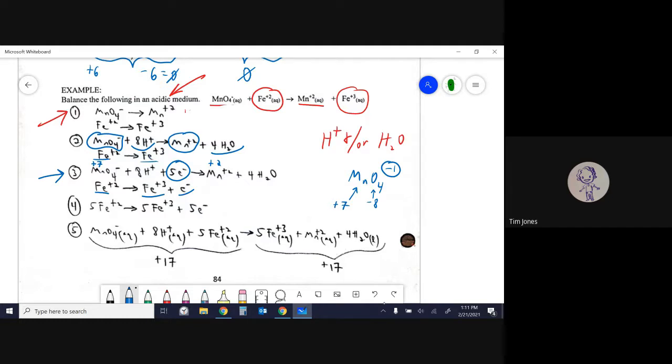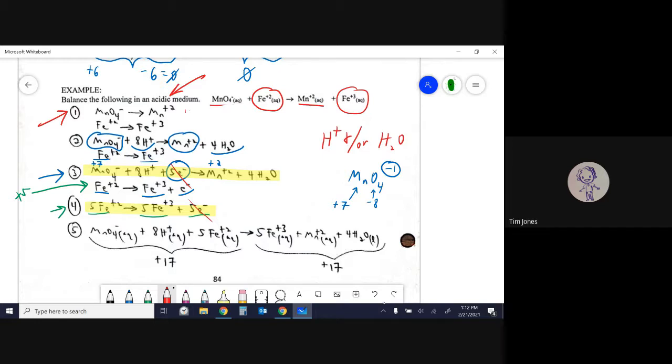Okay, our electrons aren't equal. We've got somebody gaining 5, but somebody only losing 1. Well, it's an easy fix. All I have to do is multiply the iron half by 5, which gives me this. 5 iron plus 2, 5 iron plus 3, 5 electrons. And so now in the end, I am adding this equation, I just didn't bother rewriting it, and my modified iron equation. As always, the electrons will cancel.